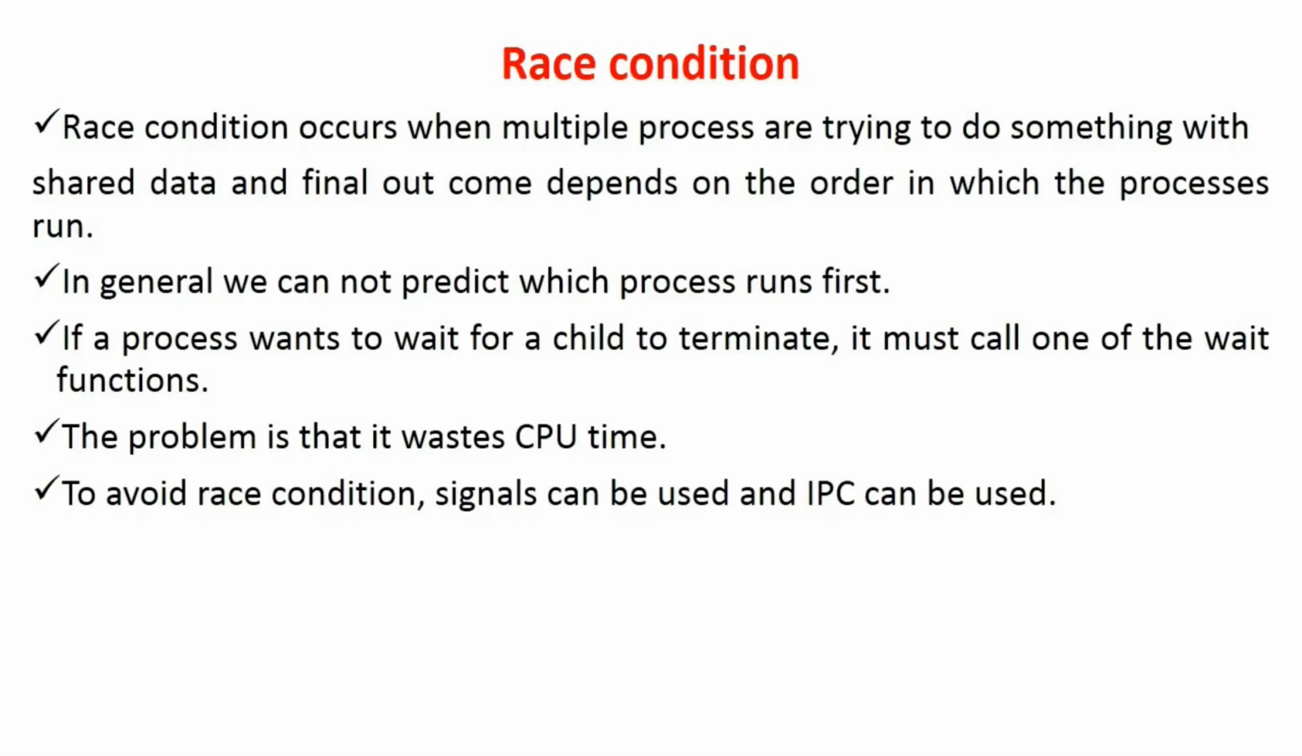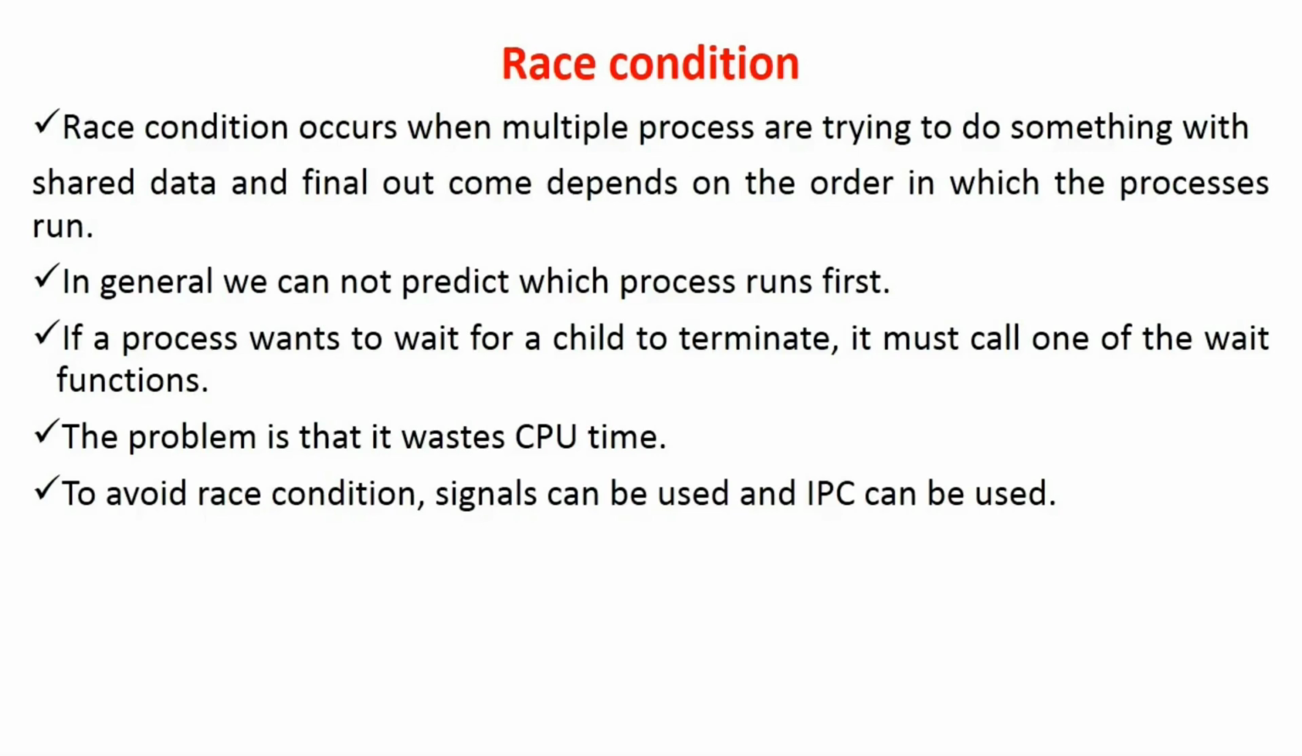Next topic is the race condition. A race condition occurs when multiple processes are trying to do something with shared data, and the final outcome depends on the order in which the processes run. In a Unix system there will be more than one process, all running simultaneously. When more than one process tries to access the same shared data, the process doesn't get the data required to complete the task.